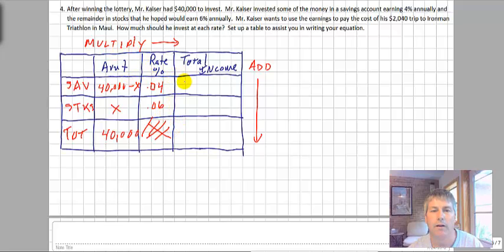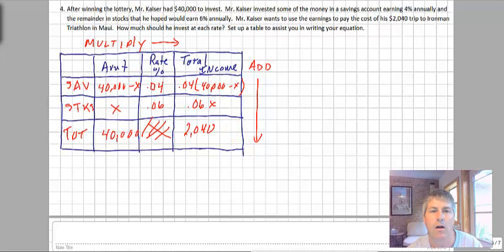So we multiply across. So we have 0.04 times 40,000 minus X. Don't distribute this right now, just leave it. And this is 0.06 X. And our total income, well, we multiply across, but we don't have anything to multiply in this particular cell. But our total income was $2,040. That's how much money he needs to go to the Ironman. So, $2,040.